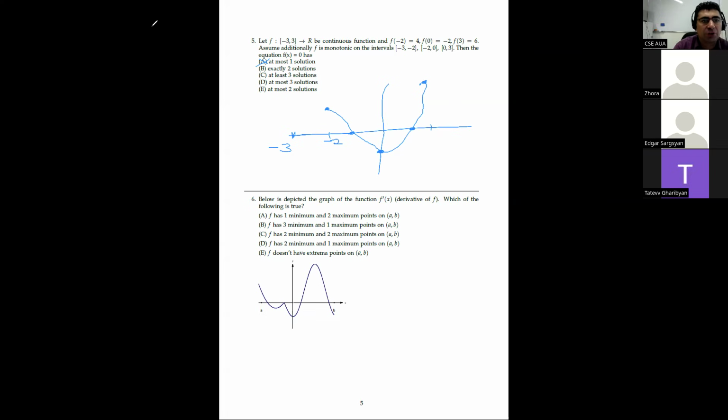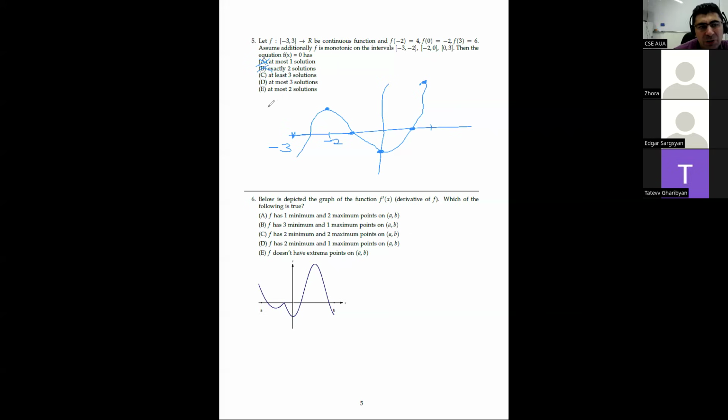Exactly 2 solutions. Can we say that this is also not correct, as from -3 to -2, we don't know what's happening with our function? What if it decreases like this? We know that it is monotonic, but monotonic increasing or decreasing is not given. So saying it has exactly 2 solutions also is wrong.